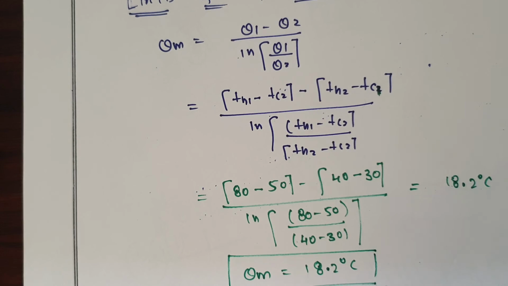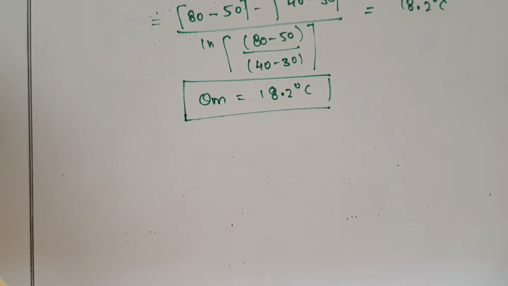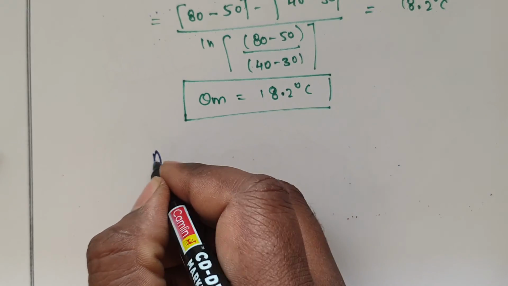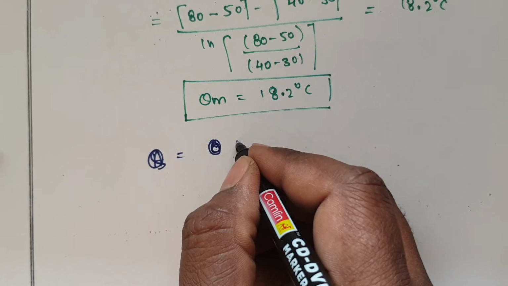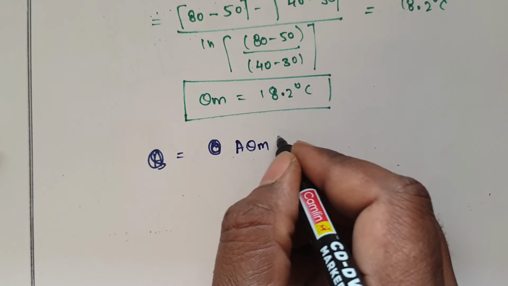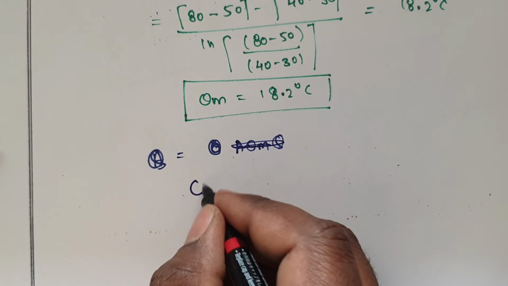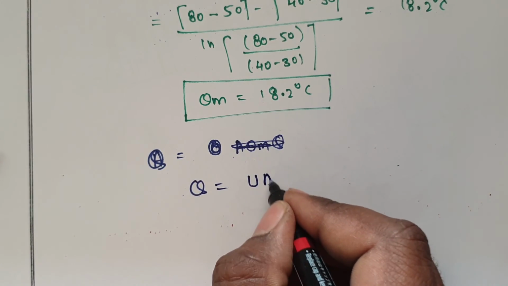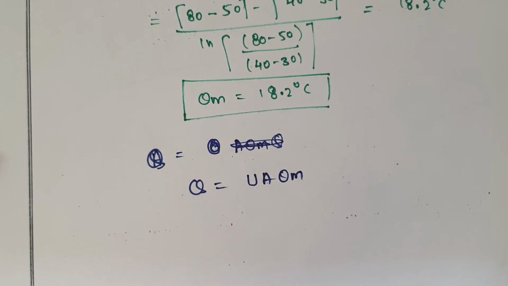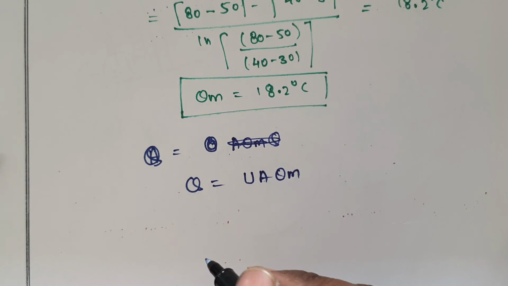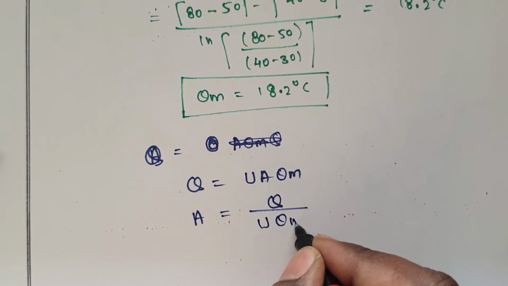LMTD for counter flow. After getting the LMTD, next you have to write down the formula for area. Q is equal to U A theta m, because U is directly given in your question. Here you have to find out the area. So area is equal to Q by U into theta m.